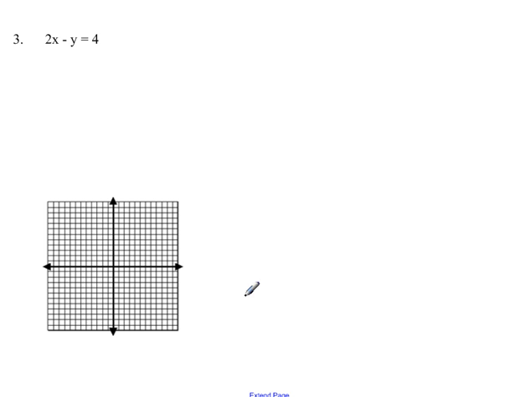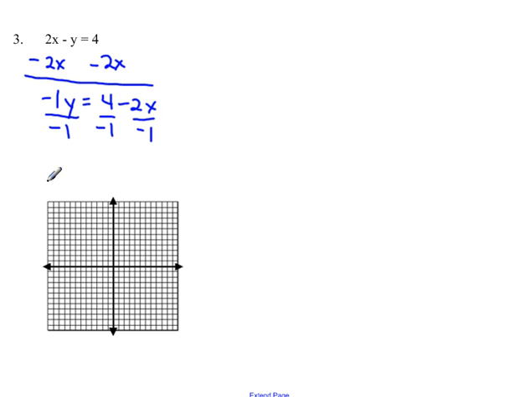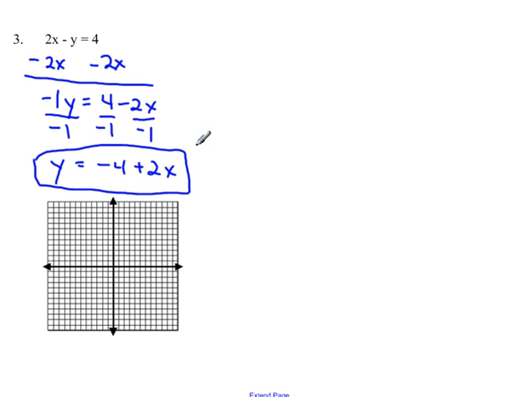Let's do one last example. Okay, we want to get rid of the x term, so I'm going to subtract 2x from both sides. Bring down the y term, that's negative 1y equals 4 minus 2x. Get rid of the negative 1 by dividing by negative 1. So y equals negative 4 plus 2x. Negative divided by the negative. Your equation is now solved for y.